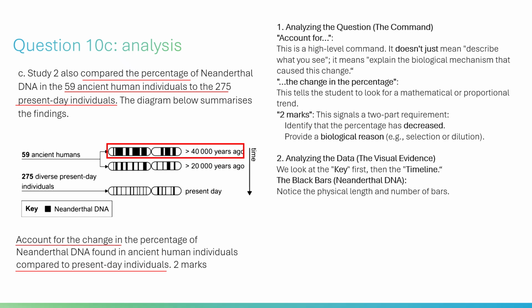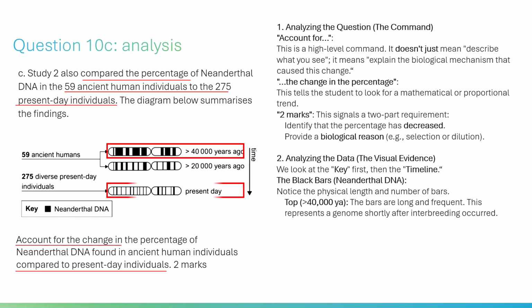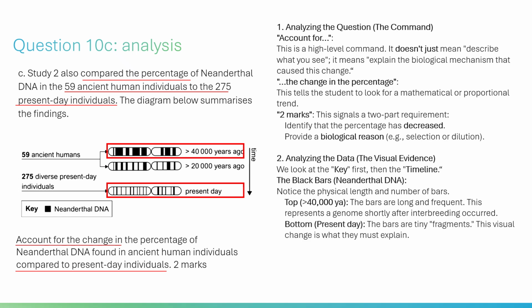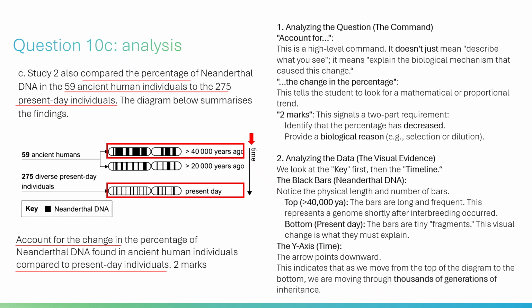Top, greater than 40,000 Ya. The bars are long and frequent. This represents a genome shortly after interbreeding occurred. Bottom, present day. The bars are tiny fragments. This visual change is what they must explain. The y-axis, time, the arrow points downward. This indicates that as we move from the top of the diagram to the bottom, we are moving through thousands of generations of inheritance.